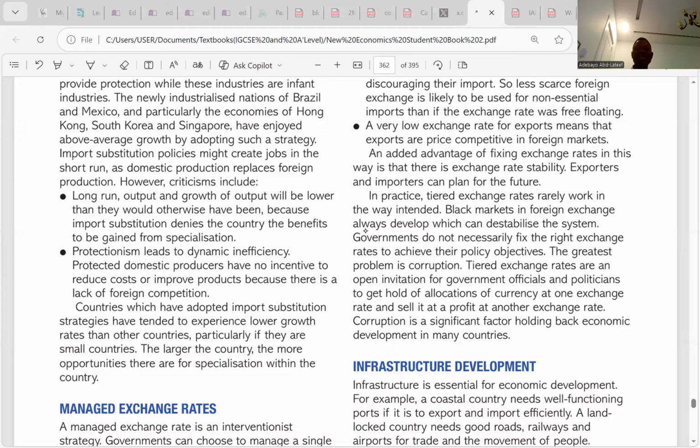In practice, tiered exchange rates rarely work in the way intended. Black markets in foreign exchange always develop, which can destabilize the system. Governments do not necessarily fix the right exchange rates to achieve their policy objectives. The greatest problem is corruption. Tiered exchange rates are an open invitation for government officials and politicians to get hold of an allocation of currency at one exchange rate and sell it at a profit at another exchange rate. Corruption is a significant factor holding back economic development in many countries.